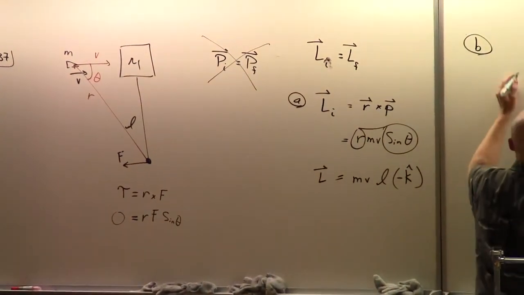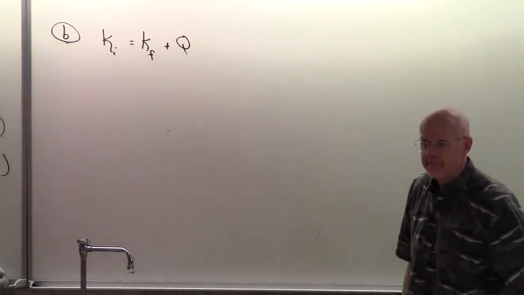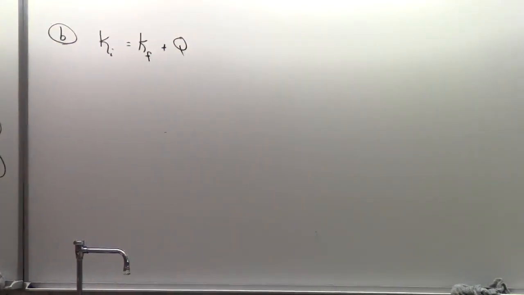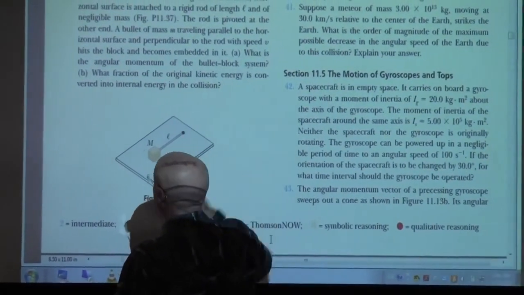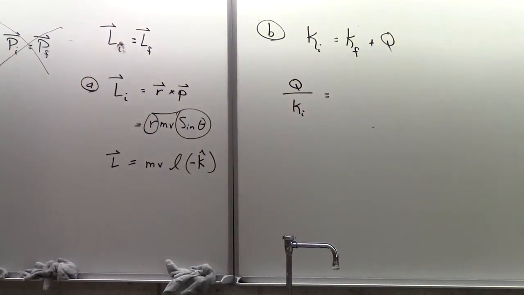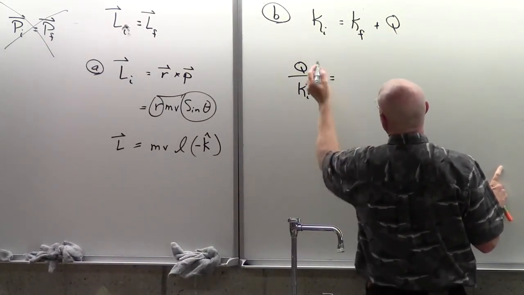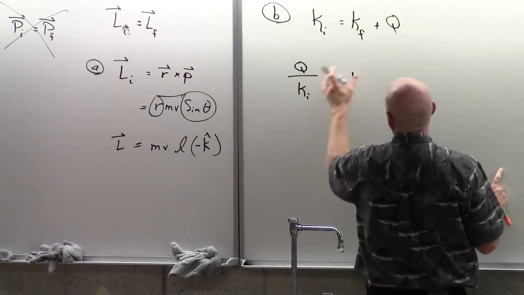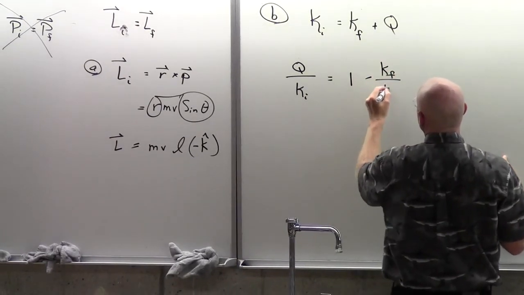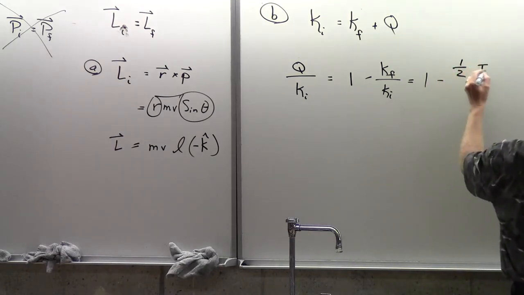But working out B, I would say the initial kinetic energy must equal the final plus any heat that's created along the way. Now, they don't exactly ask for the amount of heat. They say what fraction of the original. They're asking for Q over initial kinetic energy. And so that would come out to be, if I multiply everything by K initial, 1 minus K final over K initial. And K final would be 1/2 I omega squared.